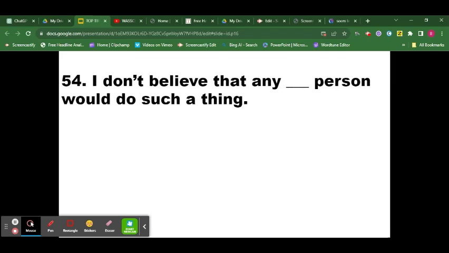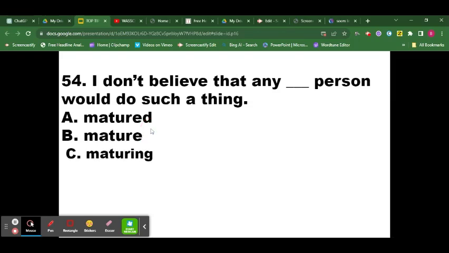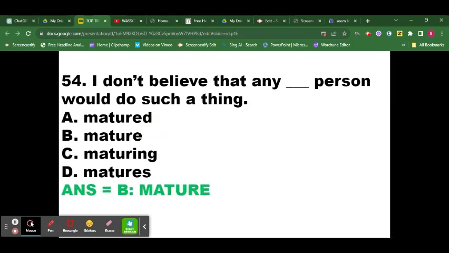54. I don't believe that any dash person would do such a thing. A, matured. B, mature. C, maturing. And D, matures. The correct option, of course, is B, mature. Now, what's the difference between mature and matured? Because a lot of people confuse one for the other.